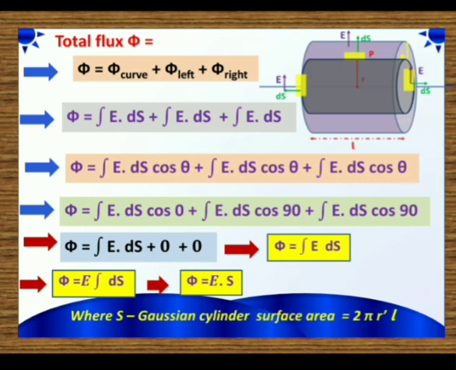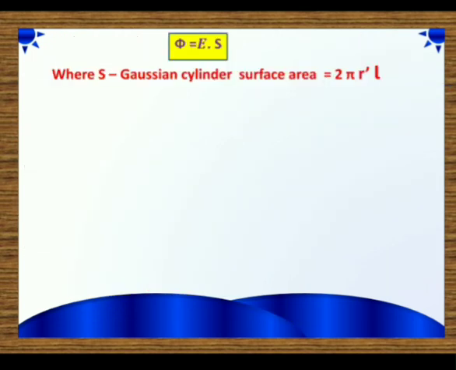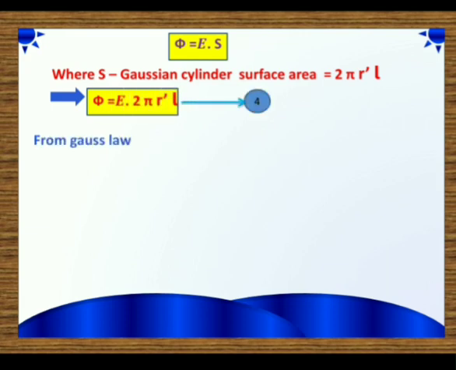Surface area formula 2 pi RL, but R here becomes R prime, so inside it is 2 pi R prime L, right? Now phi is equal to E into S, S means 2 pi R prime L. Substitute that one: phi is equal to E into 2 pi R prime L, that is equation 4.